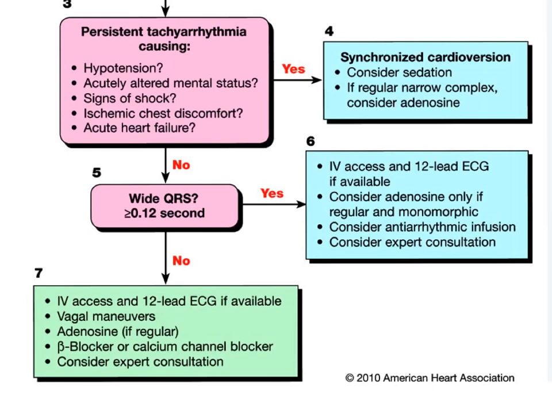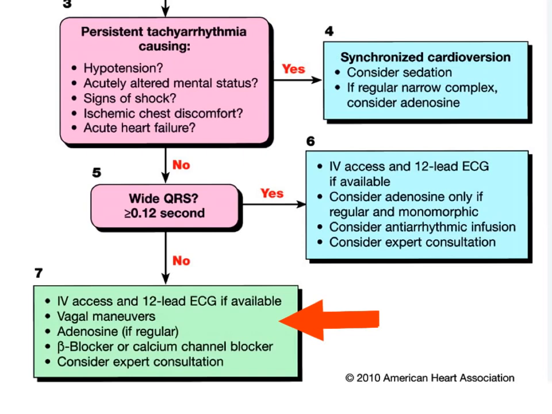And so now to finish the algorithm, looking at the green box down here at the bottom, box number 7, we're going to need IV access and a 12 lead, of course. We may try some vagal maneuvers to see if we can slow this down a little bit. We can try some adenosine as long as we've still got a regular rhythm. Beta blockers, calcium channel blockers.